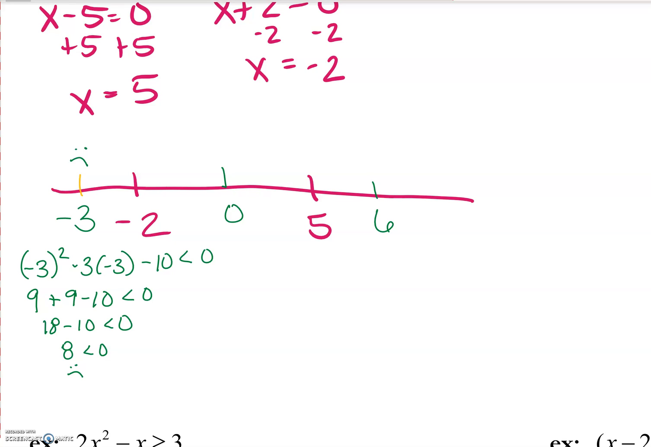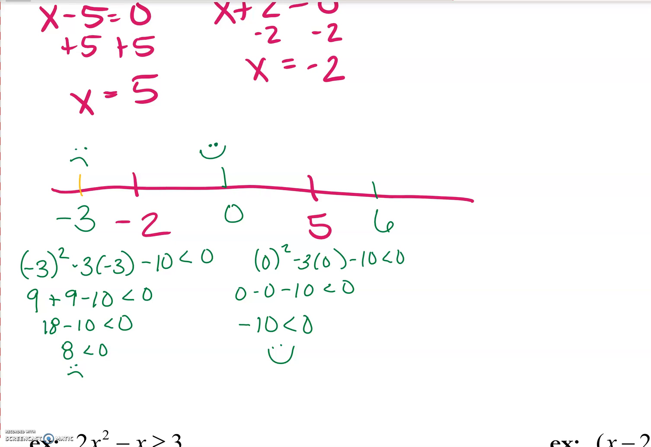I'm going to go through and test the numbers 0 and 6 as well. If I plug in 0, I have 0 squared minus 3 times 0 minus 10, and I'm asking if that's less than 0. Well, I know that 0 squared is still 0. Negative 3 times 0 is still 0. Minus 10. So really, I'm asking, is negative 10 less than 0? And it is, meaning 0 is a solution along with any other number in between negative 2 and 5.